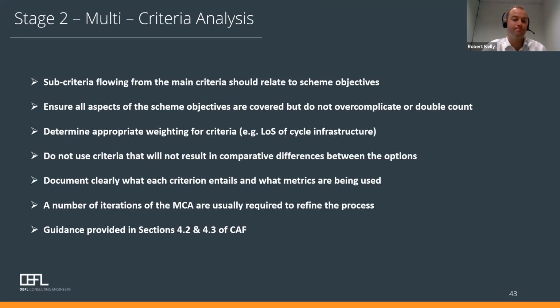So the key thing is to actually document, before you formally document the process, what your actual criteria are and what metrics are being used to assess or compare those options. It usually takes a number of iterations of the MCA to be happy with your criteria and to be happy with the metrics that you're applying. So really it can take a couple of passes, and some feedback from the project team as well, to really bottom out on what you think your assessment criteria should be, and ultimately what your preferred option is.